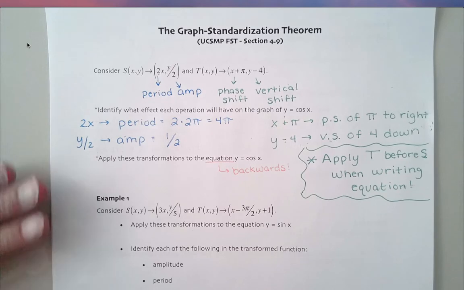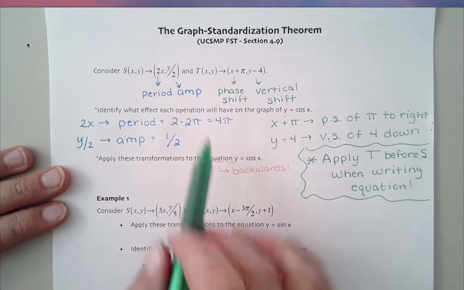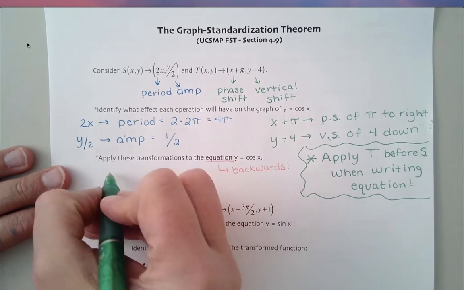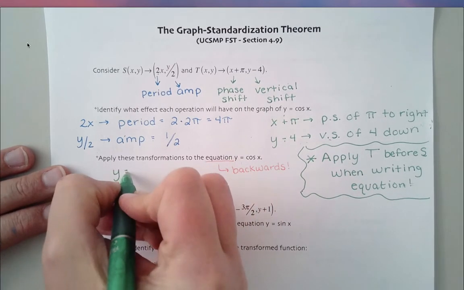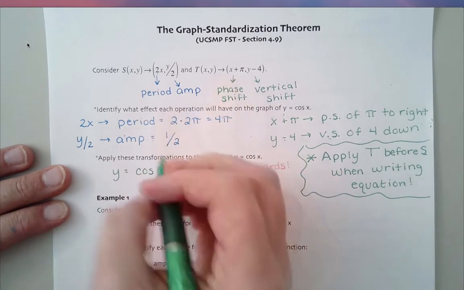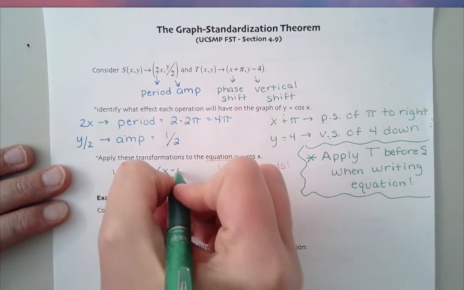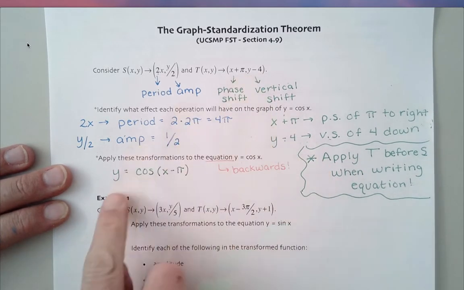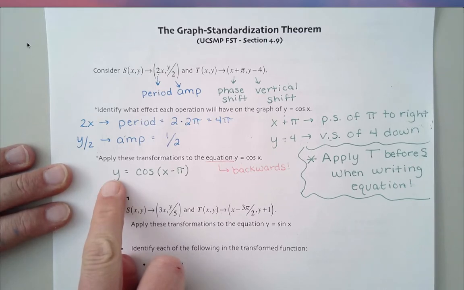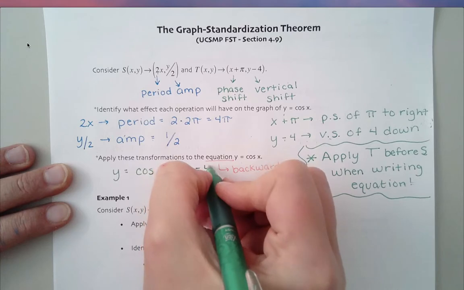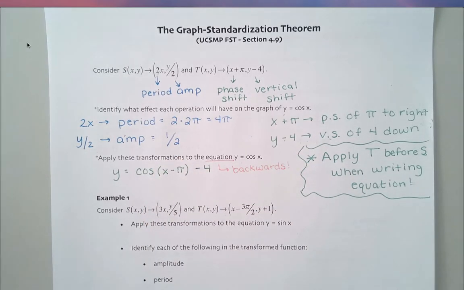So when I go to write my equation for y equals cosine x, the first thing I'm going to do is put in my phase shift and my vertical shift. So I'm going to start with y equals cosine of, and I'm going to write it as x minus pi, because remember it's backwards. And then that minus 4 would really go over here with the y as a plus 4, but then I'm going to swing it over here to the other side and make it a -4 again. Okay, so that's with just the translation.